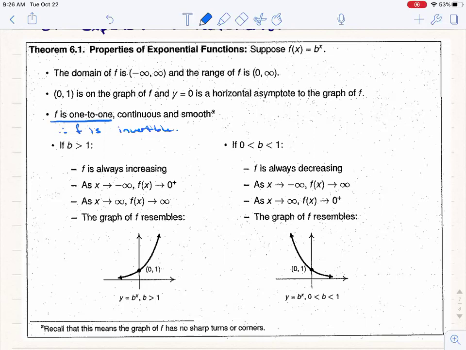So this is just general information to log. I'd say the most important take-home message is that it's one-to-one, and therefore it's invertible. But it's also good to know that it never drops down to a negative y, so the range has to be from 0 to infinity, and the domain is always from negative infinity to positive infinity.